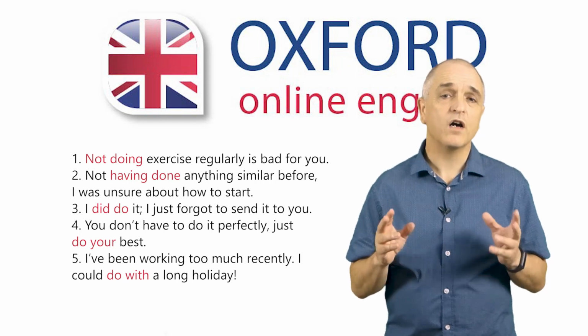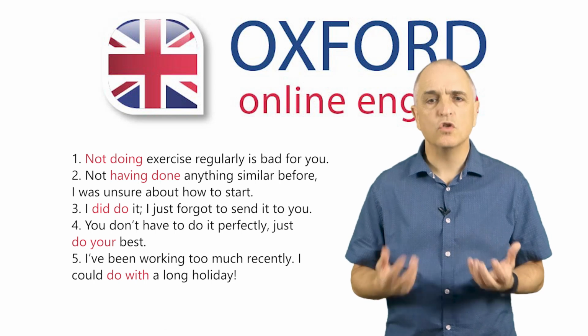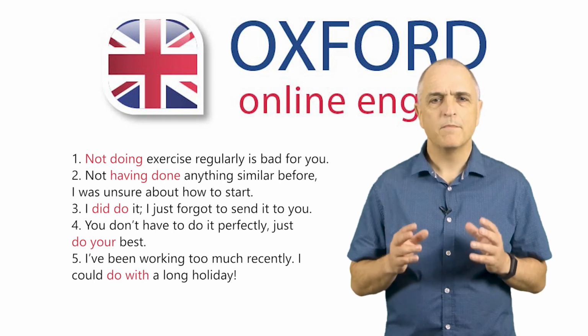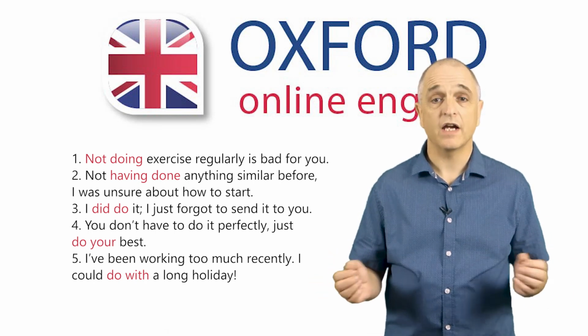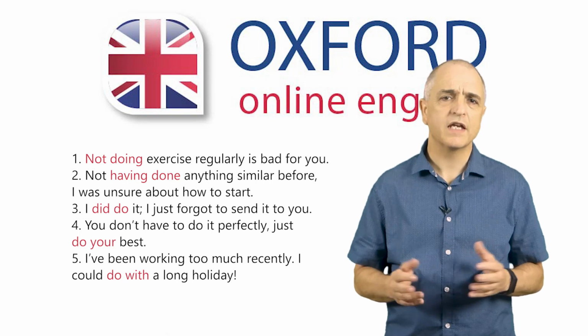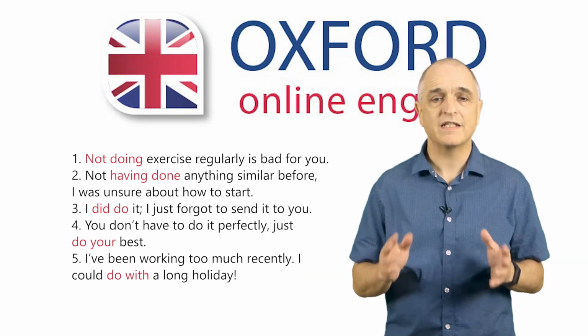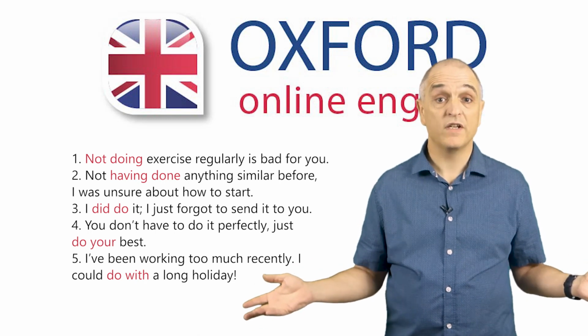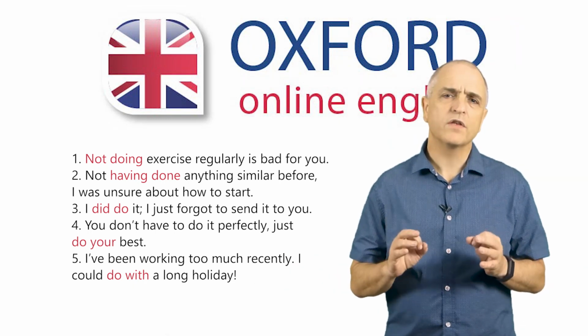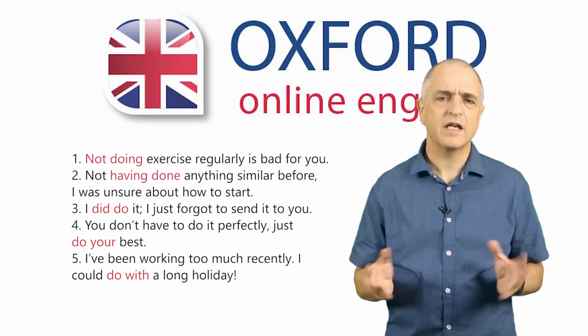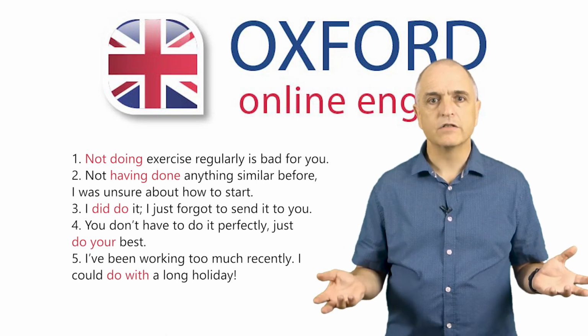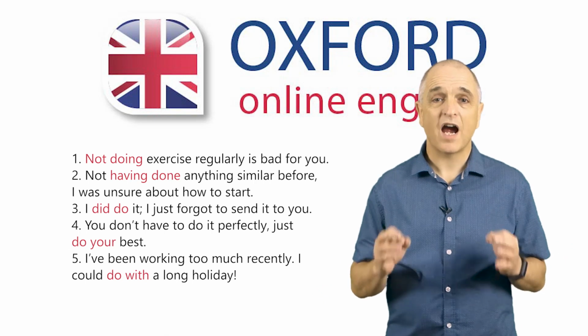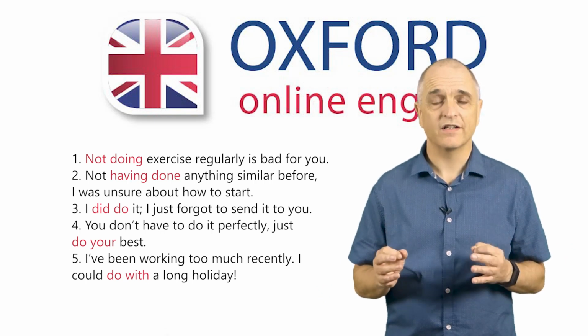4 and 5 are vocabulary points. Do your best is a fixed phrase meaning try as hard as you can. For example, you could say, we did our best, but we didn't have 4 of our best players, so it's not surprising we lost 3-0. Do with is a conversational way to say want. I could do with a long holiday means I really want a long holiday right now.